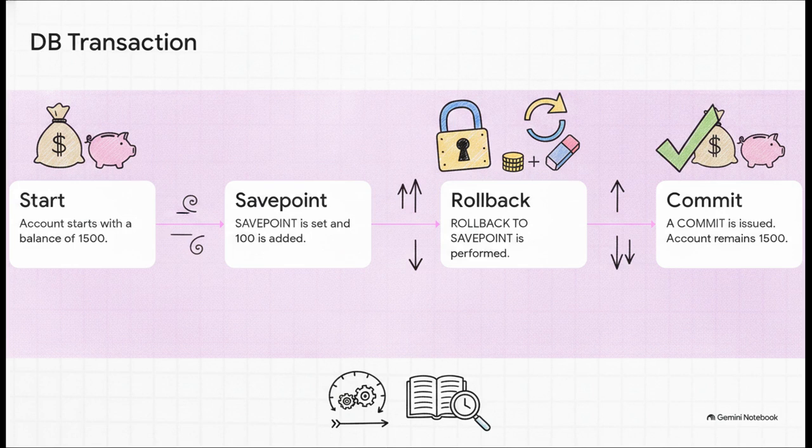A transaction begins, and crucially, you drop a save point right there. Next, you add 100 to the account, but wait, before we finish, a rollback to save point command is executed. And then finally, a commit is issued. Because of that rollback, the addition of the 100 is completely undone, reverting the state right back to the save point. Therefore, your final account balance remains exactly the same, $1,500.